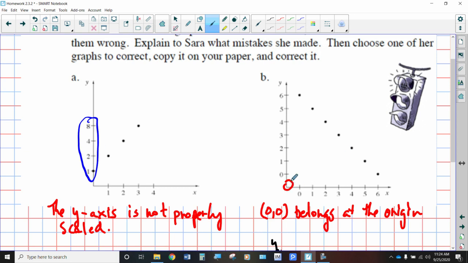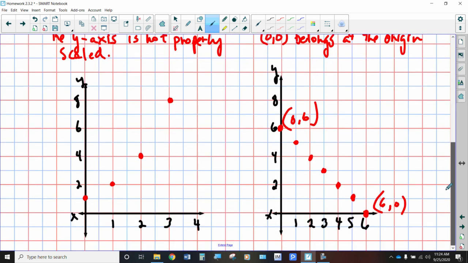Here, their origin is supposed to be (0, 0). This origin appears to be at (-1, -1). So that's a mistake. So how would we fix those? Make sure that your y-axis is properly scaled, and you can kind of see a growth pattern here where this is called exponential growth or nonlinear growth. And then here, now that we've got our origin in the right location, this is a more accurate graph.